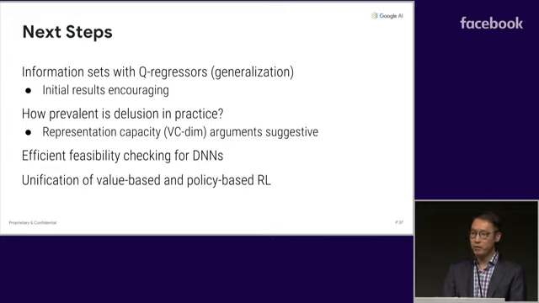Third, how do we do efficient feasibility checking with large-scale DNNs? And lastly, we view our methods in some sense as bringing together value and policy-based RL in a very interesting way. And we'd like to explore that connection more deeply as well. So with that, I'll conclude.